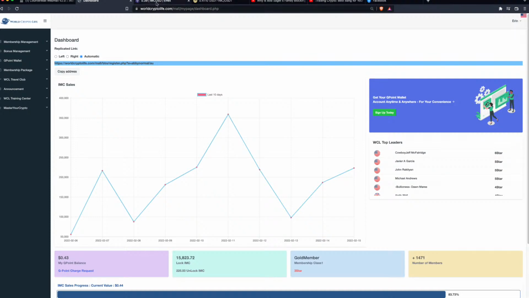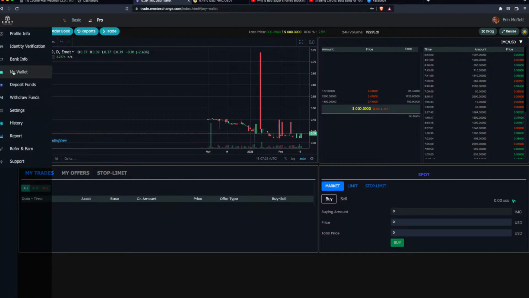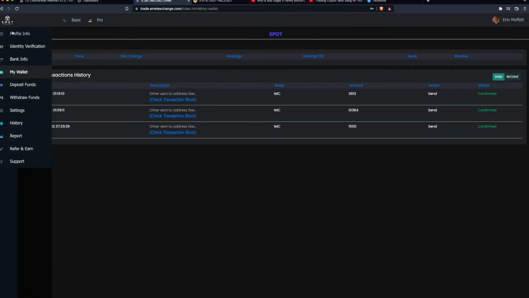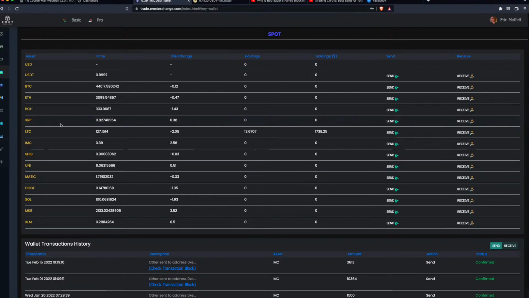So basically, you're going to have your account here and you're going to have your account here. And the way you send and receive is you log in. You've got a whole bunch of menu stuff here. You've got profile information, identity verification, which you have to do if you want to buy, sell, or transfer. Your bank info, if you ever want to cash out, you have to do it. If you don't want to cash out to dollars, then don't do it. Here's your wallet, and this is where I can see I have crypto.